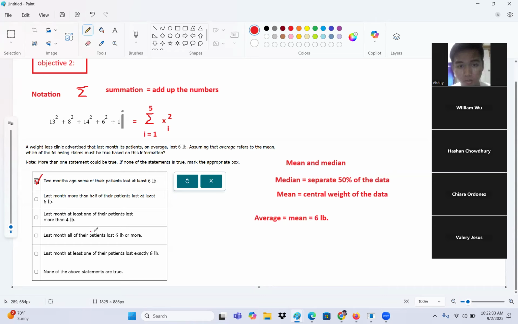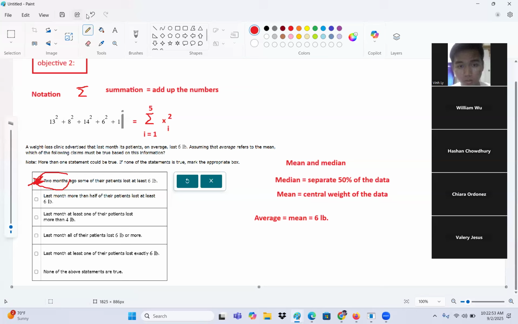Last month, all of their patients lost 6 pounds more. That is not correct. Last month, exactly one of the patients lost exactly 6 pounds. That is not correct. And none of the above statements are true. So we got one of these. And this is not correct either because it said 2 months ago.